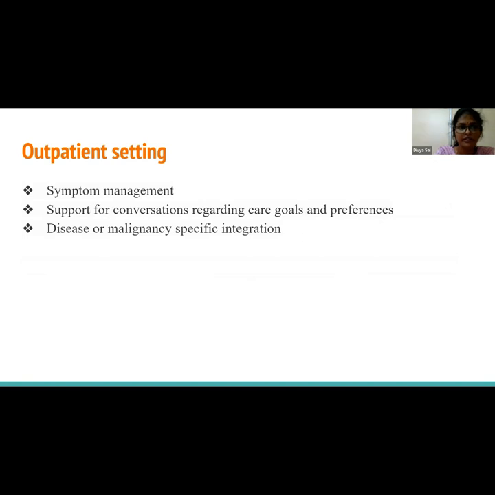In an outpatient setting, we can do symptom management, support the conversation regarding goals of care, try to make an advanced care plan, and do disease or malignancy specific integration, because in the medical oncology OPD, it is difficult for us to expect that the disease related aspects and the concerns of the patient and their families are usually elicited. The deep psychosocial issues of the patient are not elicited, and all of this can be done in an outpatient setting. Also, in this format, we try to ensure that the patient is on regular follow up with us, not only for the symptom control.